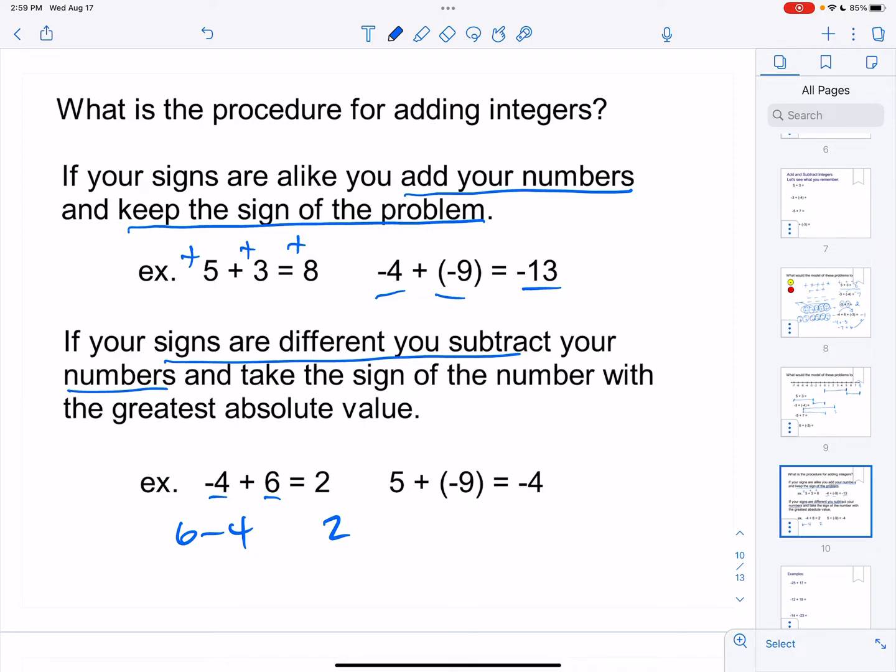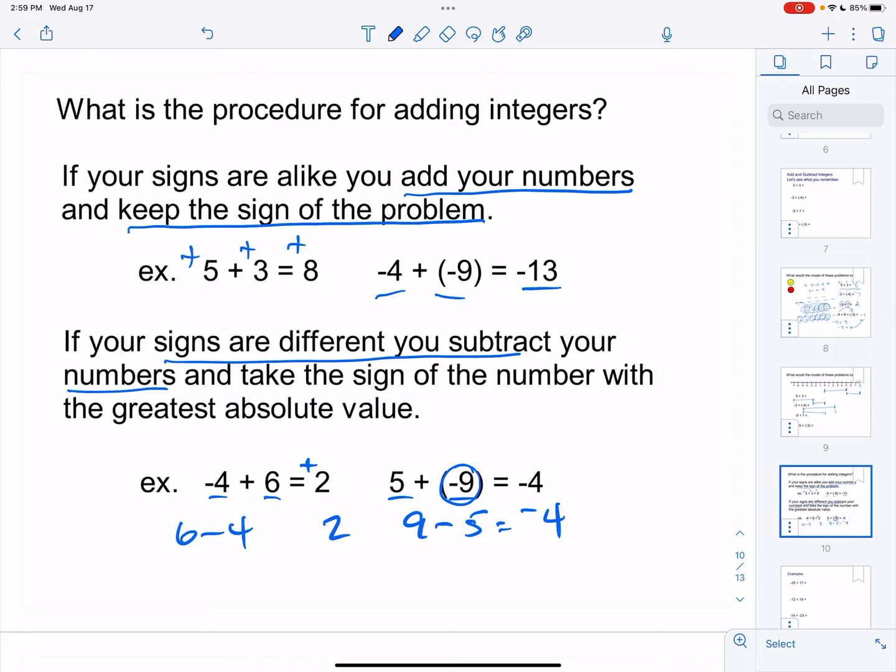The 6 does, so what kind of 6 is that? It's positive, so your answer is positive 2. Now, this one right here, I'm going to do 9 minus 5, and I'm going to get 4. Okay, but which one of these 2 numbers, the 5 or the -9, has the greater absolute value? The -9 does, so that's why your answer is -4.